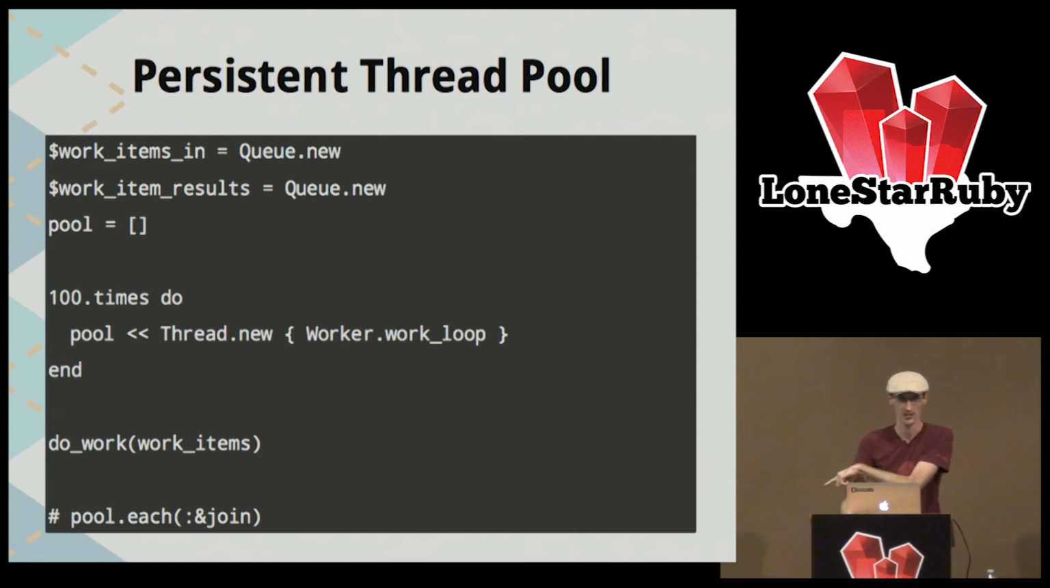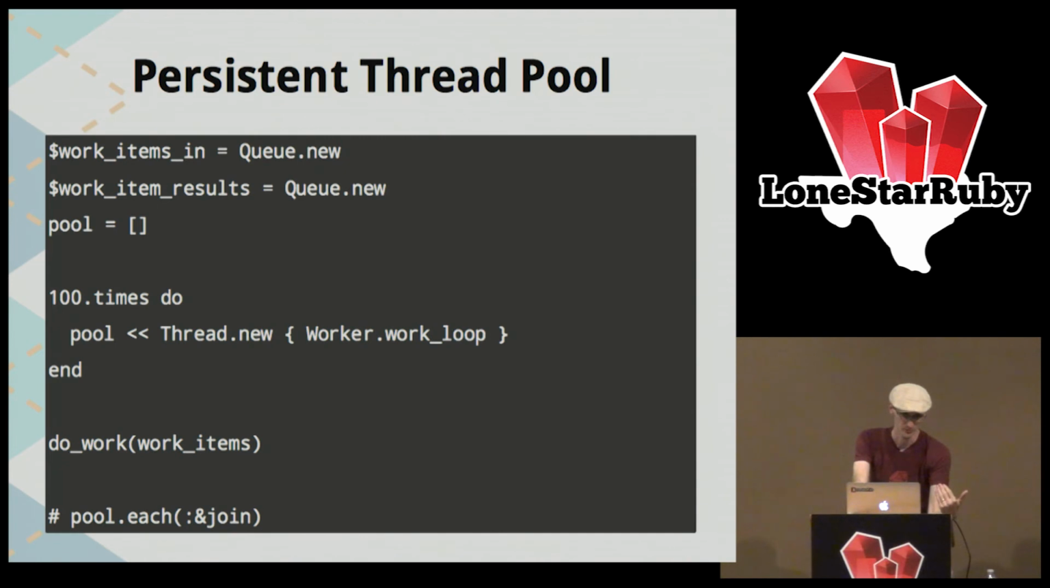And then I have commented out pool.each join here because the whole idea is that this thread pool is alive for the life of the Ruby process. So you don't need to have this thread wait and join all those threads. You want those threads there until Ruby quits, and when Ruby's quitting, it'll manage this all on its own. So let's look at work loop.